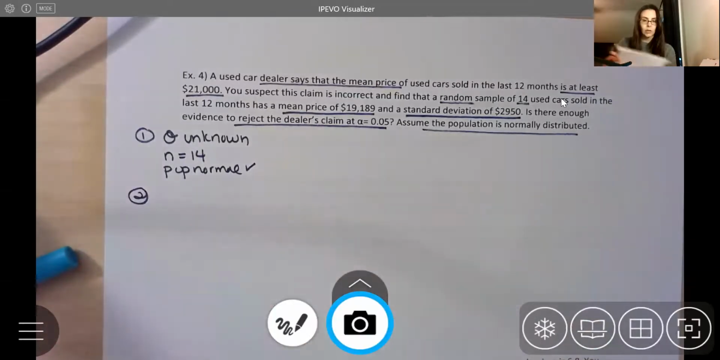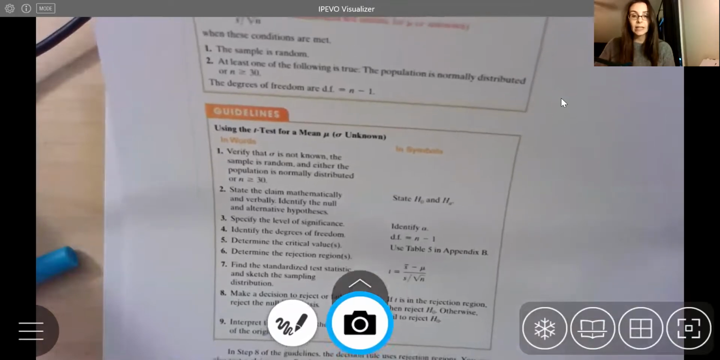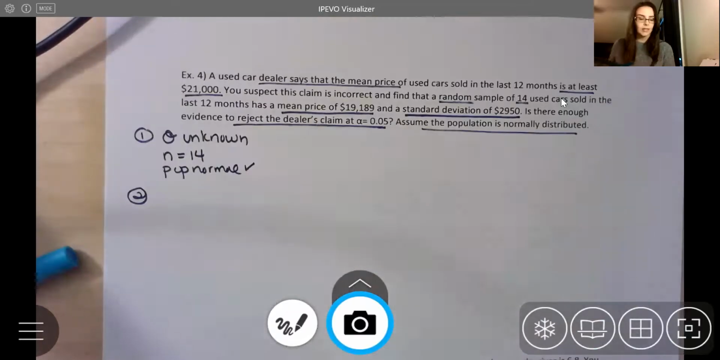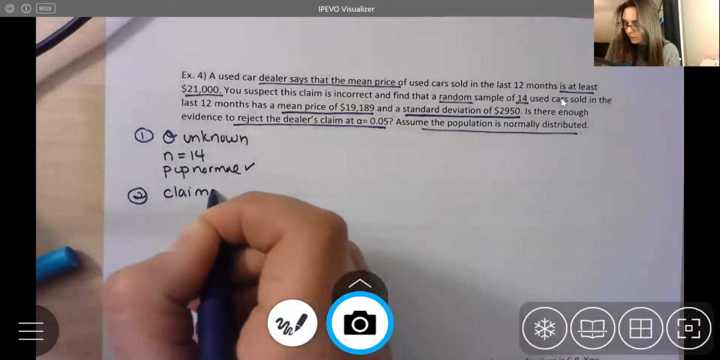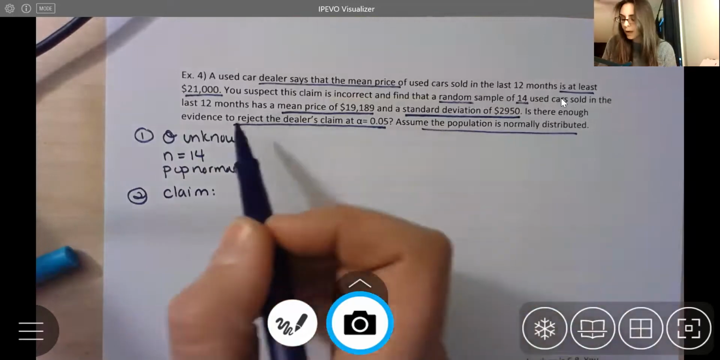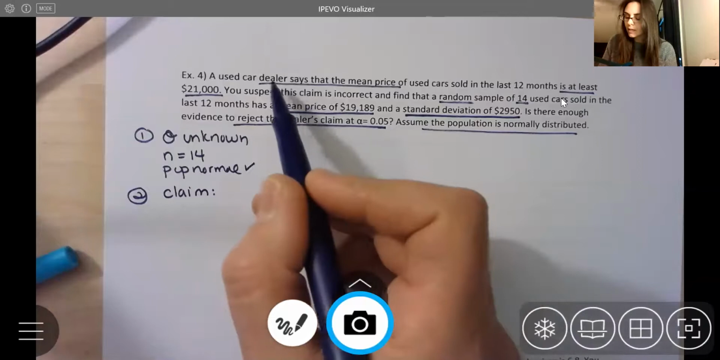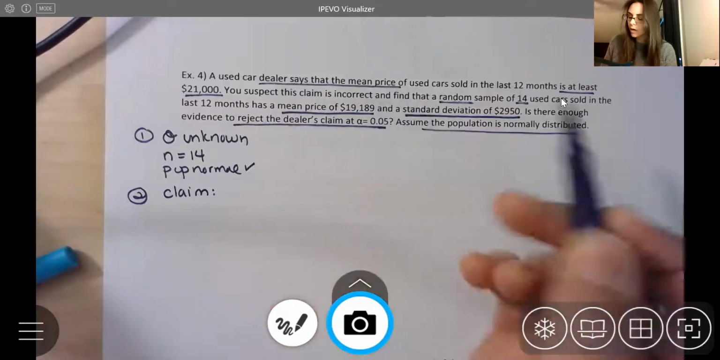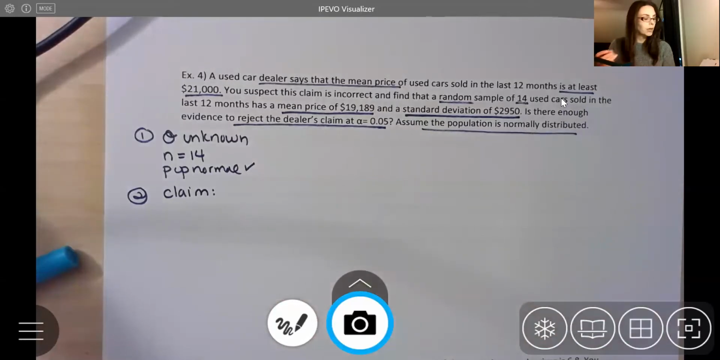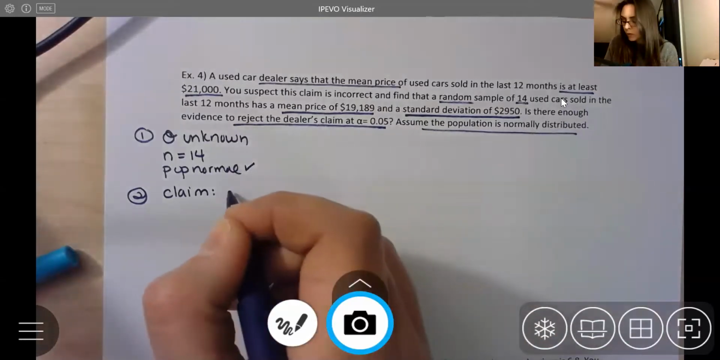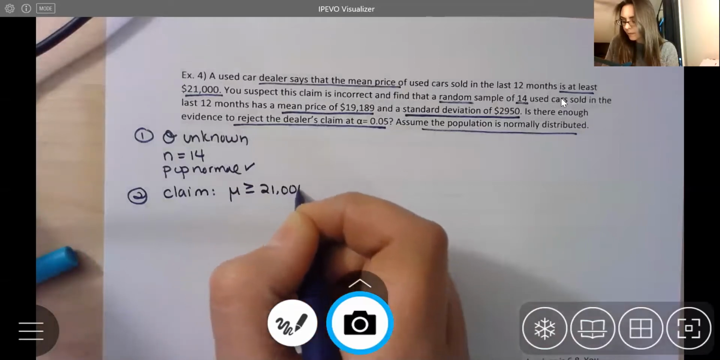The second thing we're going to do, and again, you can go back to your little checklist here, is to define the claim, the null, and alternative hypotheses. So if I read through, again, we're talking about evidence to reject the dealer's claim. So the dealer is saying that the mean price of used cars sold is at least $21,000. So $21,000 is the minimum. So our claim here is that the mean is greater than or equal to $21,000.